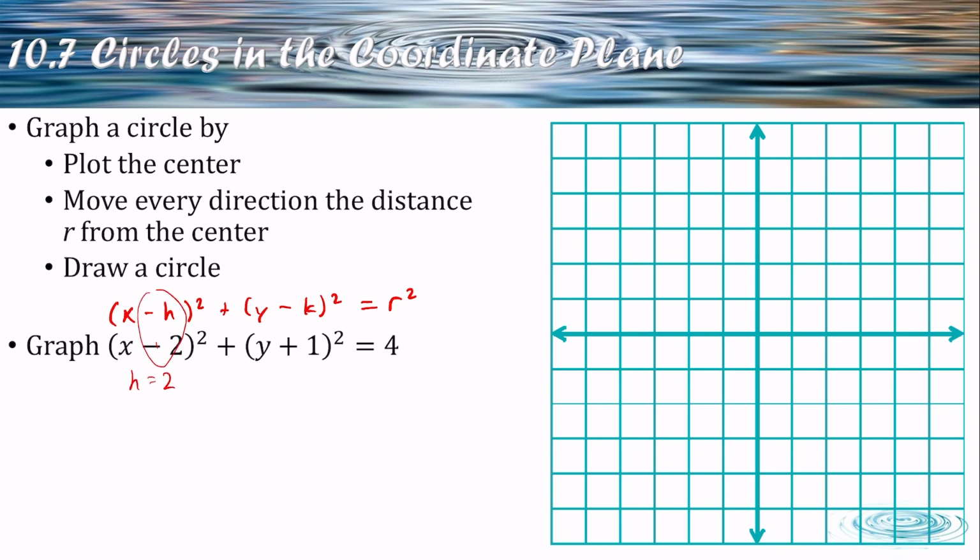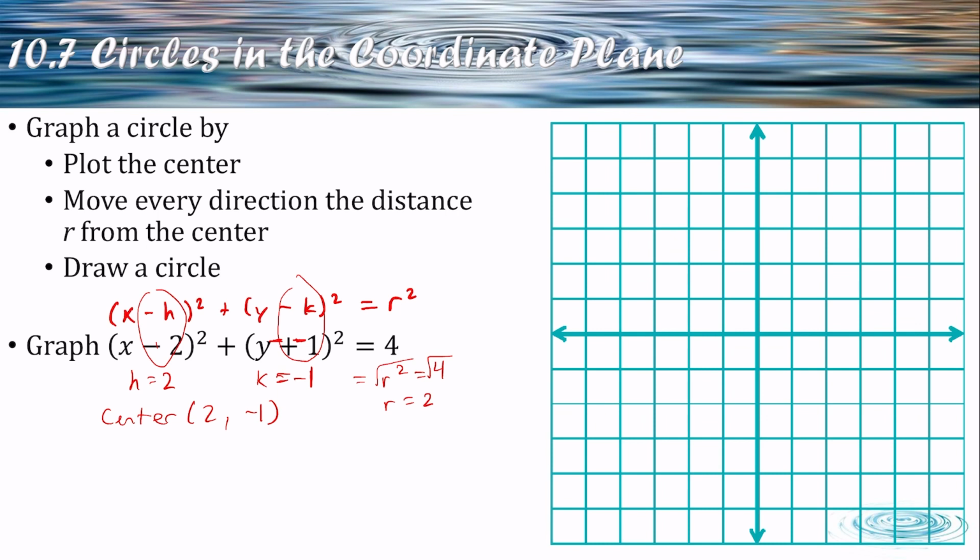h is 2. Here, k will be -1, because remember, it's y minus k, so it's y minus a -1. It's whatever is subtracted from y. If you want to remember, it's just the opposite sign of whatever's there. And here, r squared is 4. So r would be 2. Square root both sides. So our center is (2, -1), and the radius is 2.